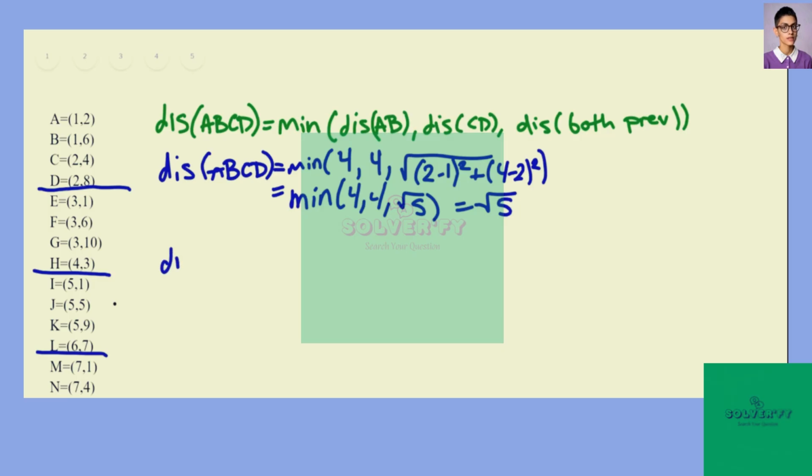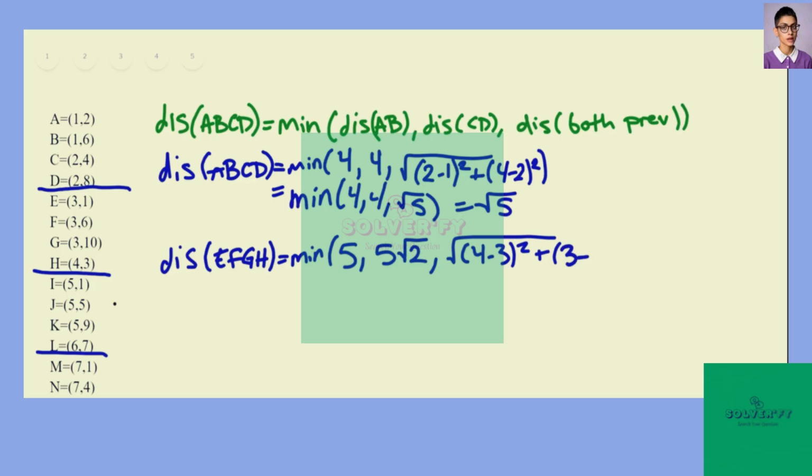Okay, so then we'll do the same thing for E, F, G, and H. So that's going to be the minimum of the distance between E and F, which was 5. The distance between G and H, which was 5 times the square root of 2. And then we'll take E and H, because they are the closest together, points that are in separate sublists. And so that's going to give us 4 minus 3 squared plus 3 minus 1 squared. And so that gives us the minimum of 5, 5 root 2, and the square root of 5. So again, the square root of 5 is the answer.